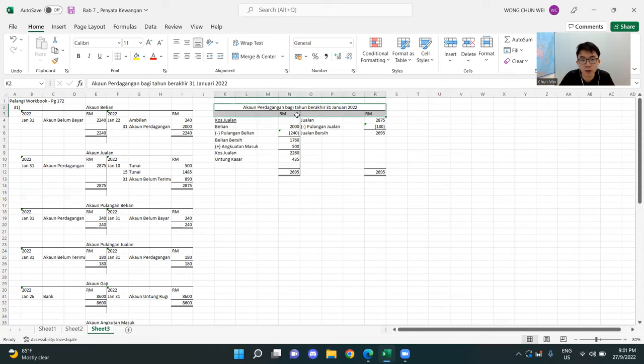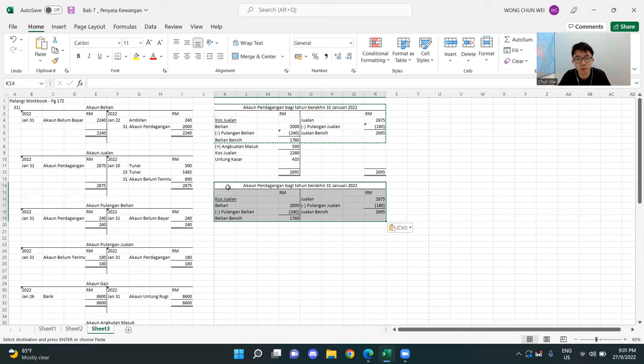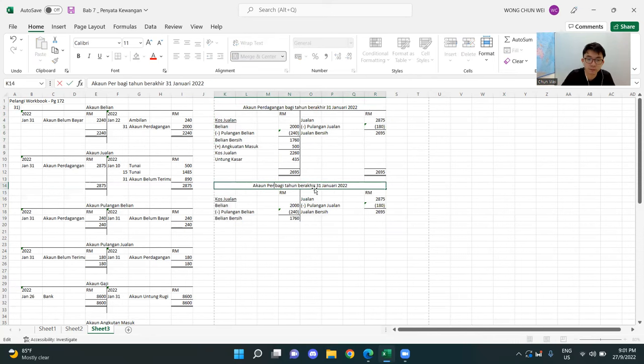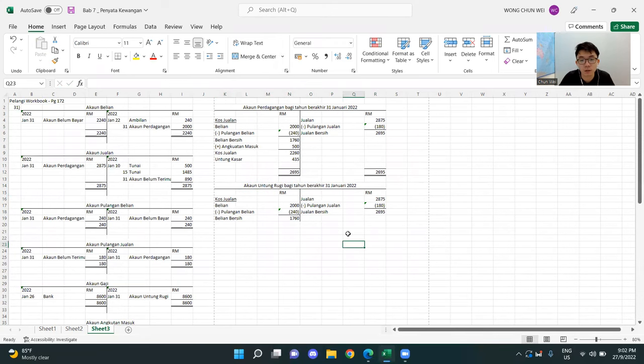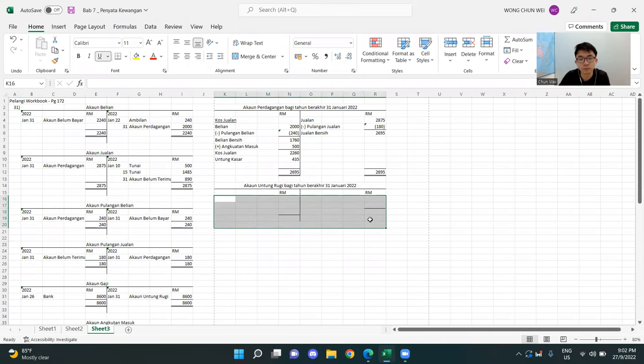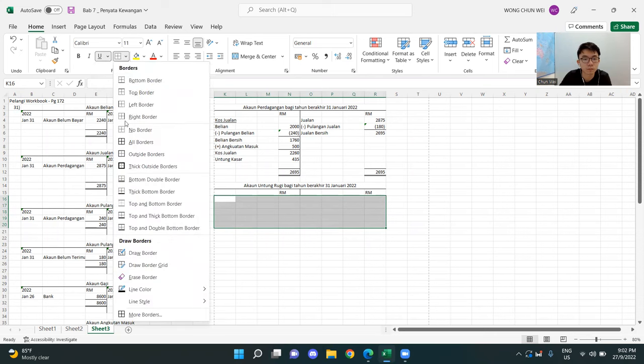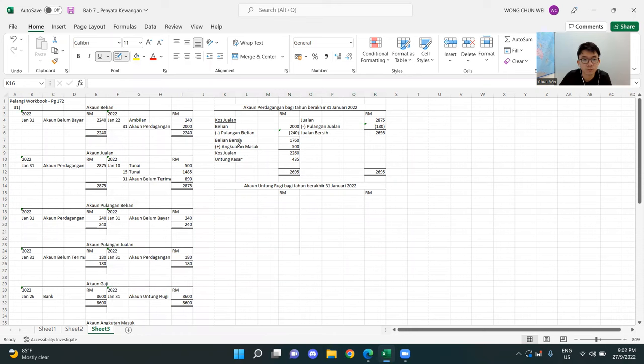So after you get your 435, now if you want to do our account untung rugi, boleh tak? Boleh. Account untung rugi, bagi tahun berakhir 31 Januari 2022. Okay, so first thing, this is your untung kasar, you letak dulu. So here it is in the debit, you bring down, it becomes on the credit side. So the untung kasar is on the credit side. Same, 435. So far, you guys following? If yes, you give me an F in the chat box if you're following. All right, okay, very good.